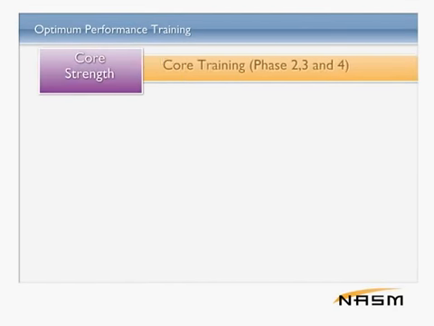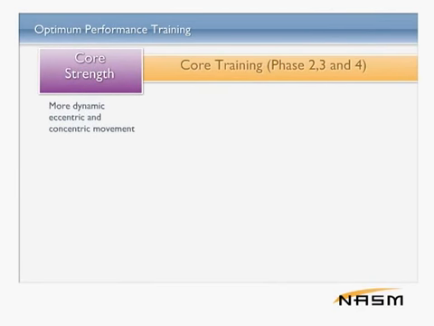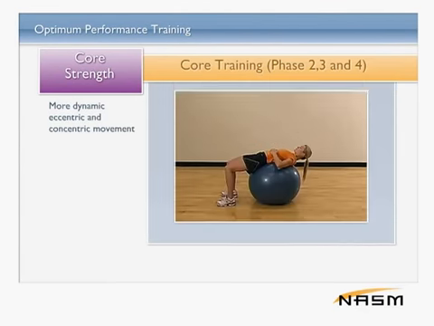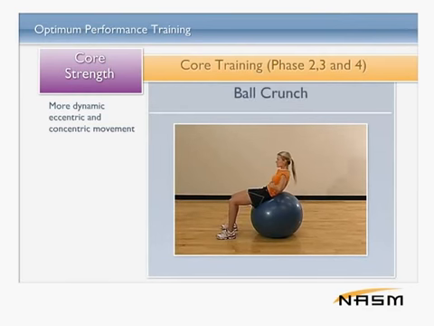Once an individual has obtained ample amounts of core stability, they can then progress into core strength training, phases 2, 3, and 4. These exercises involve more dynamic, eccentric, and concentric movements of the spine throughout a full range of motion. The first example in this category is a ball crunch.